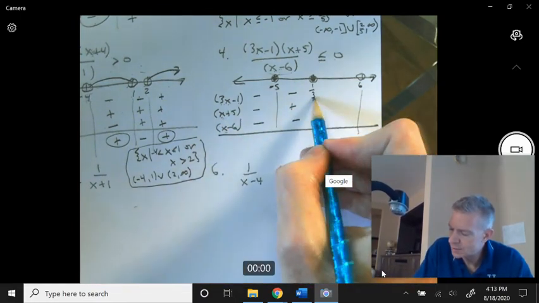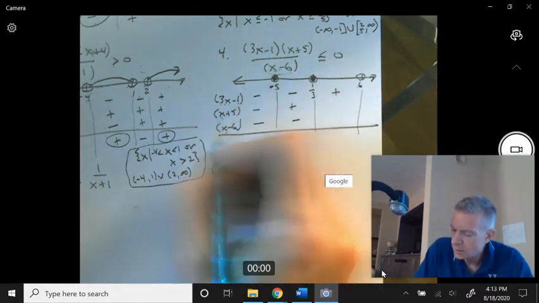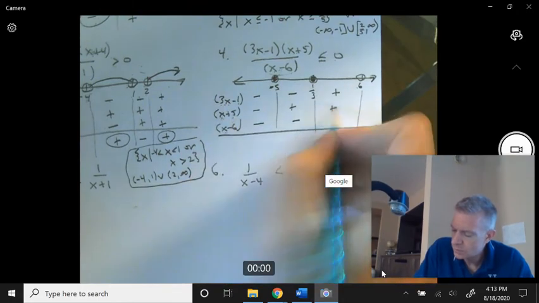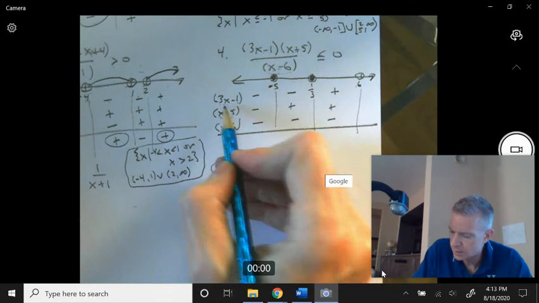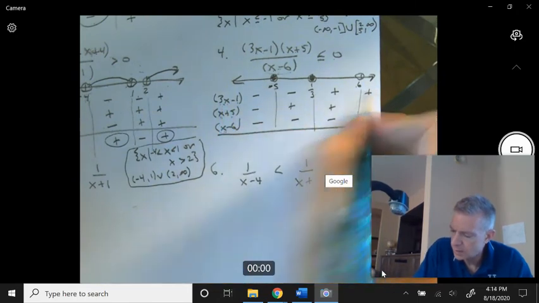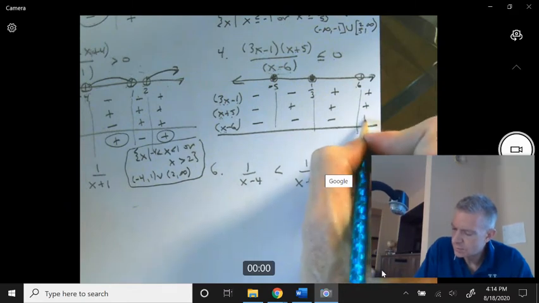Between 1/3 and 6, let's pick 2. 3 times 2 minus 1, positive. 2 plus 5, positive. 2 minus 6, negative. Greater than 6, let's say 7. 3 times 7 minus 1, positive. 7 plus 5, positive. And 7 minus 6, positive.